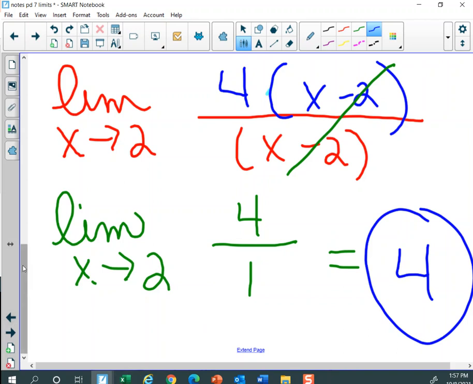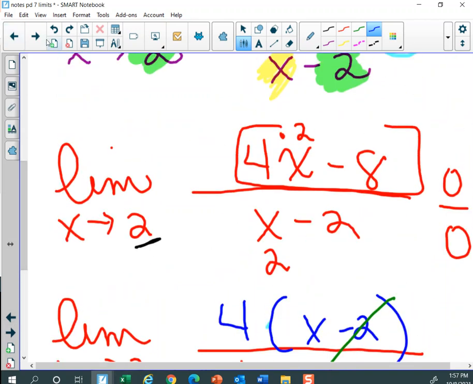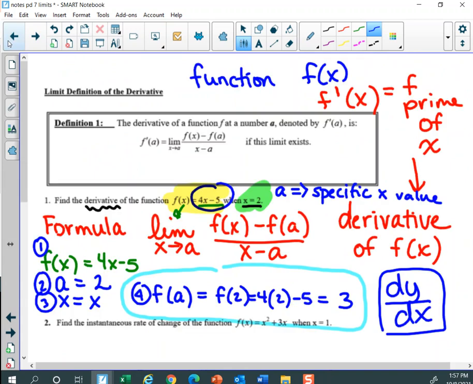Okay. Now, I will tell you, if you remember what I said about a derivative being just a slope, this particular function is a line. It has a slope of 4. So the derivative was going to be 4. I knew that before we even started.